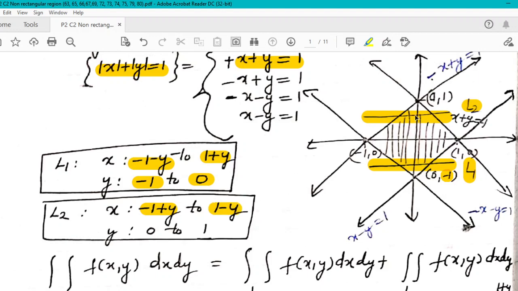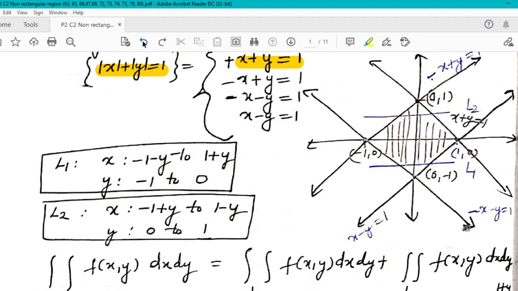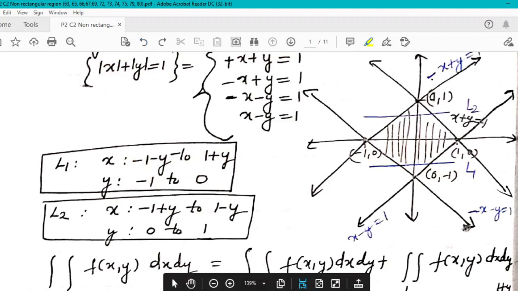And we can shift this line from this point to this point to cover the upper triangle region. So at this point the value of y is 0, and the value of y at this point is 1. So the limit of y is from 0 to 1. So we have now easily found the limits of x and y in both cases, L1 and L2.